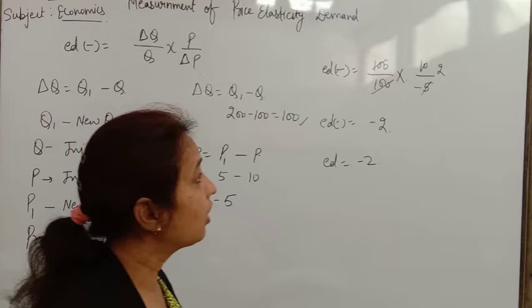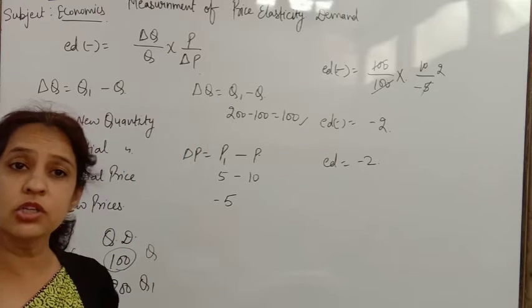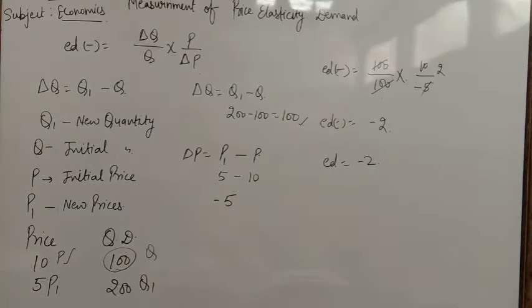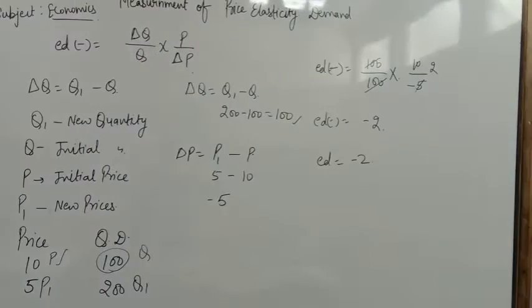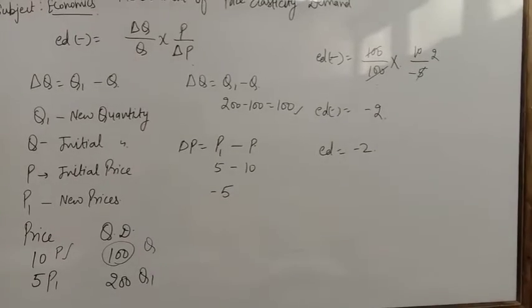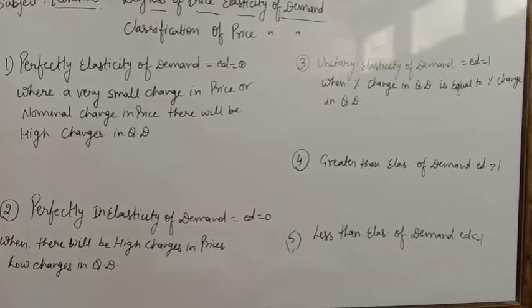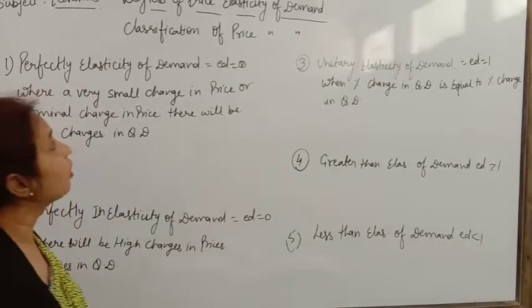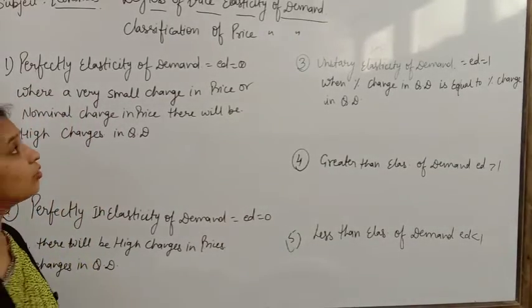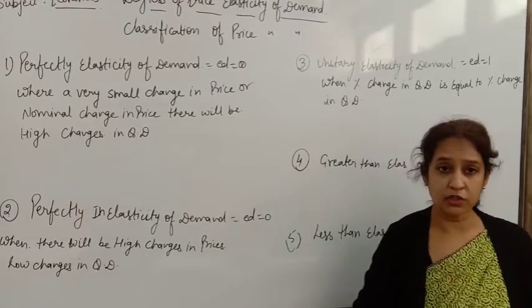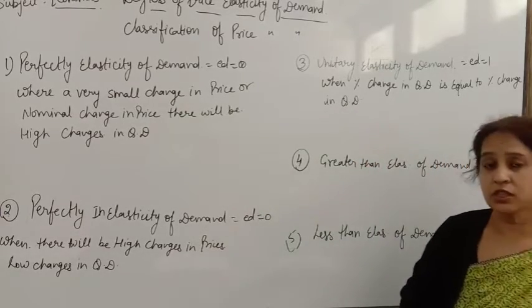Clear? Now which topic are we going to discuss? Degrees of elasticity of demand. The next topic is degree of price elasticity of demand, or we can say classification of price elasticity of demand. There are 5 classifications, and the first is perfectly elastic demand.